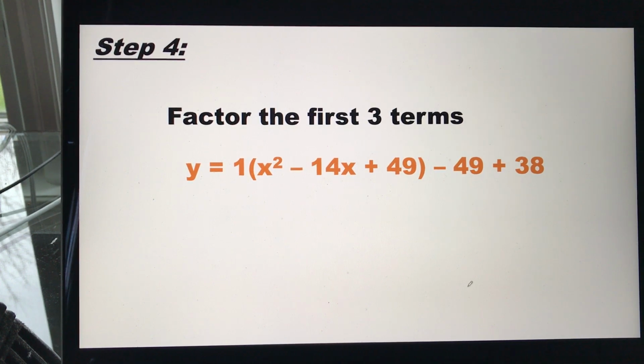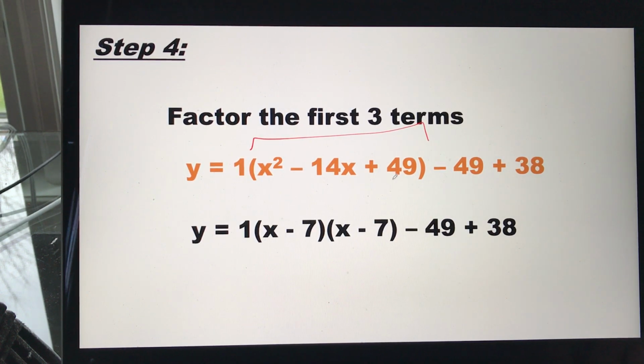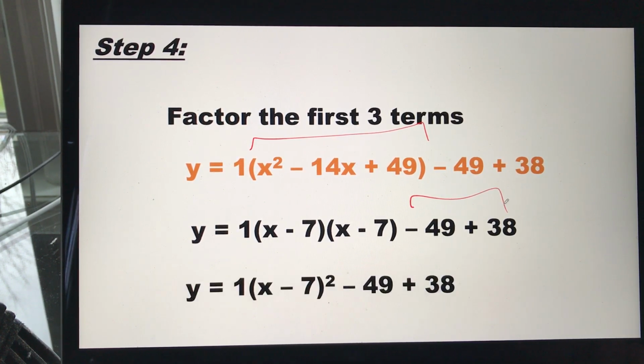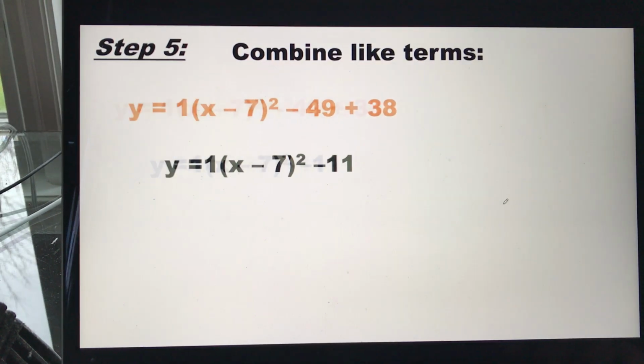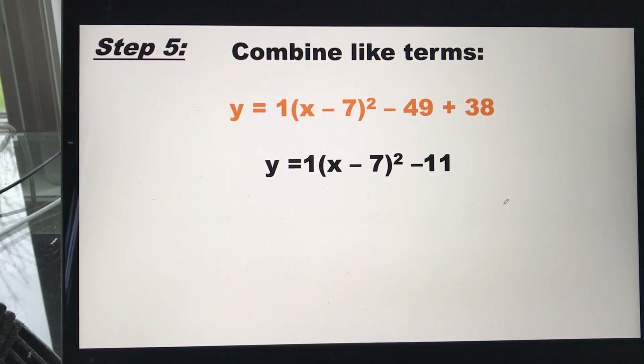Once I'm there, I can now factor the first three terms, find two numbers that add to negative 14 and multiply to 49, which of course are 7 and 7. And then I can combine these two terms together. Last step, I combine those last terms. And that's it. I'm now written in vertex form. I have the 7 and negative 11 would be the vertex.